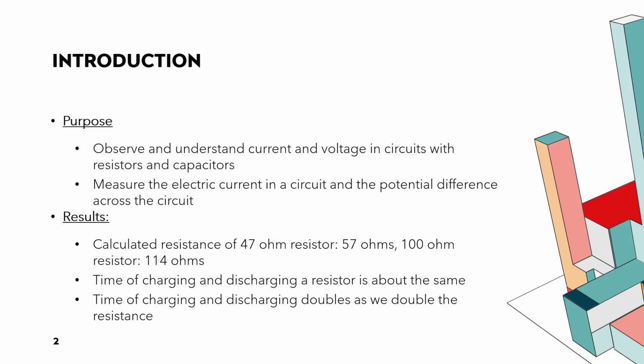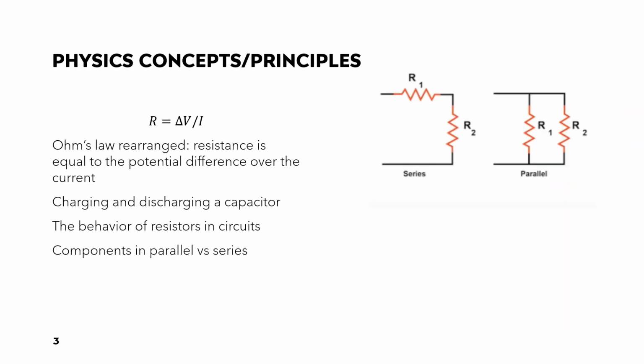We calculated the resistance of the 47 ohm resistor to be around 57 ohms and the 100 ohm resistor to be around 114 ohms, with error. The time of charging and discharging a resistor was about the same, and the time of charging and discharging doubles as we double the resistance.